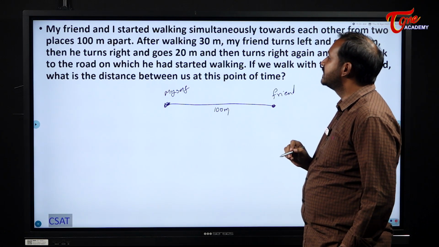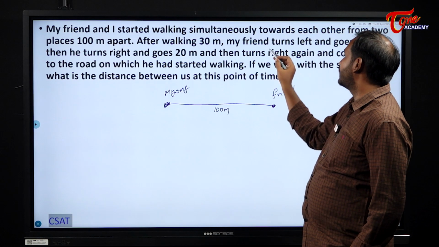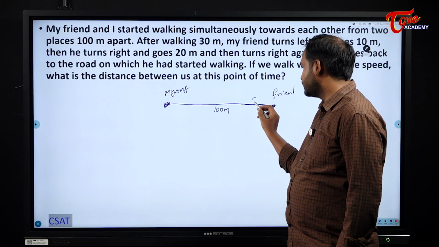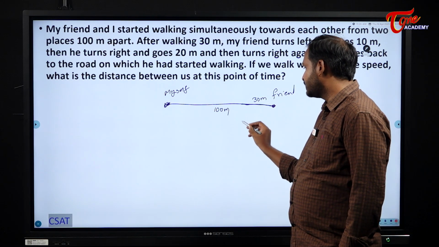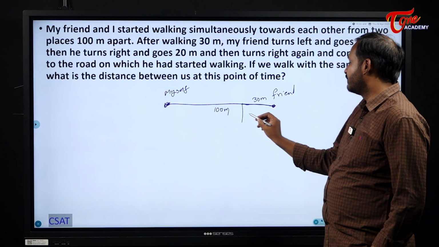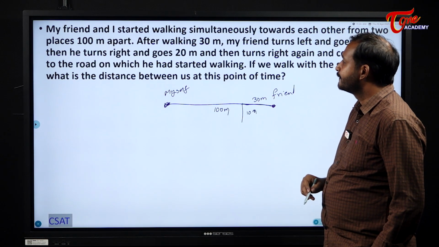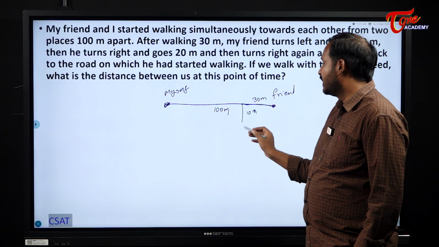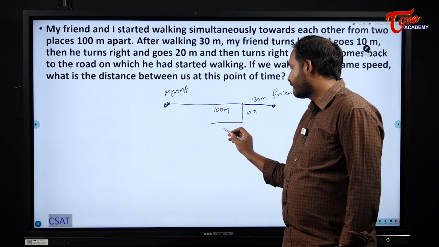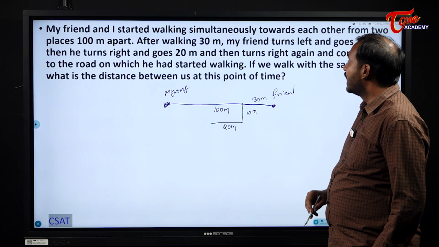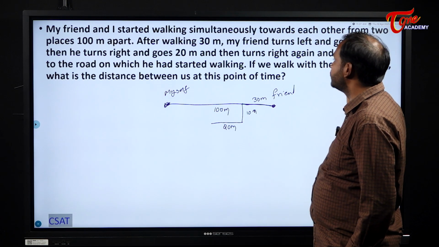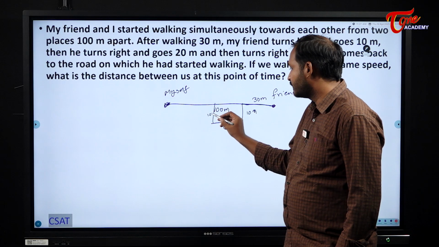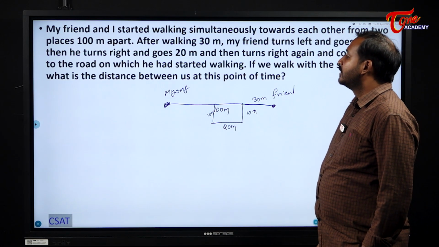Now, what will happen? After walking 30 meters, my friend turns left. That means from here he started, he walked 30 meters and turned left, that means downward, and goes 10 meters. Then he turns right, and goes 20 meters. And then turns right again and comes back to the road on which we started walking.